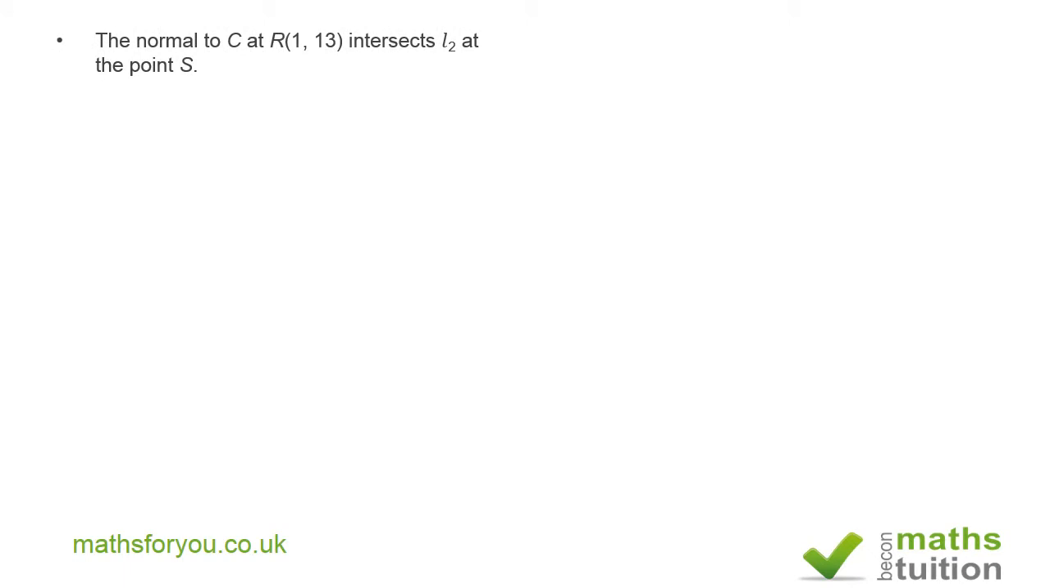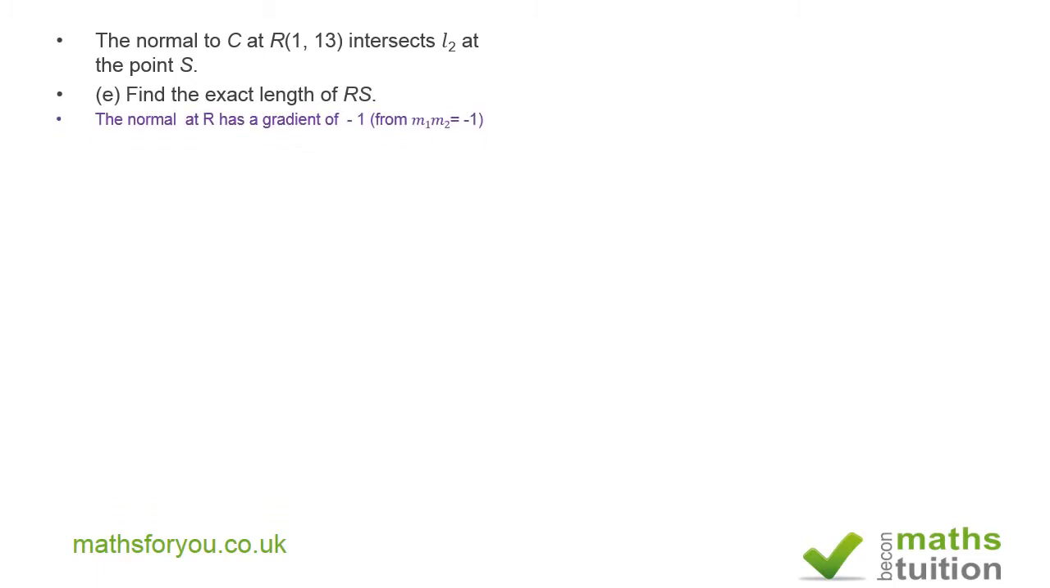Right, okay, now for parts E and F, or part E first. It says the normal to C at R, where R has coordinates (1, 13), intersects L2 at the point S. Don't forget L2 is the line from P to Q. And then it says find the exact length of RS, where RS is now the normal.